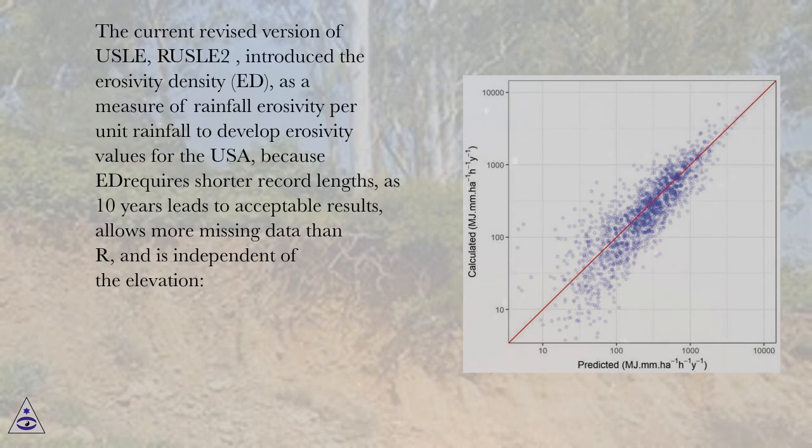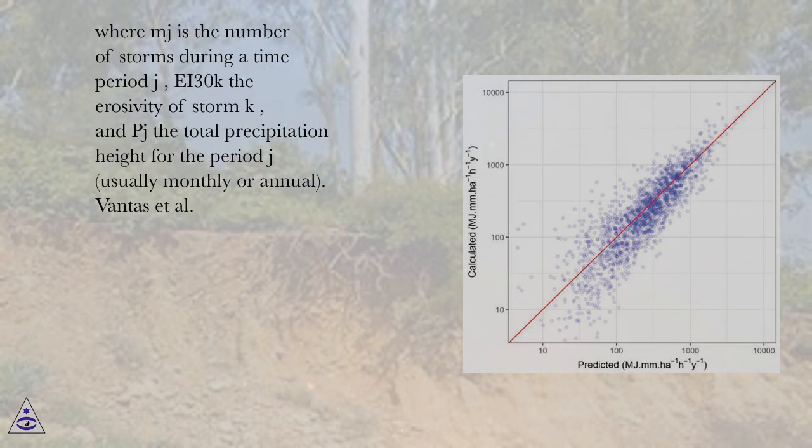The current revised version of USLE, RUSLE2, introduced the erosivity density, ED, as a measure of rainfall erosivity per unit rainfall to develop erosivity values for the USA, because ED requires shorter record lengths, as 10 years leads to acceptable results, allows more missing data than R, and is independent of the elevation. Where mj is the number of storms during a time period j, EI30k the erosivity of storm k, and pj the total precipitation height for the period j, usually monthly or annual.